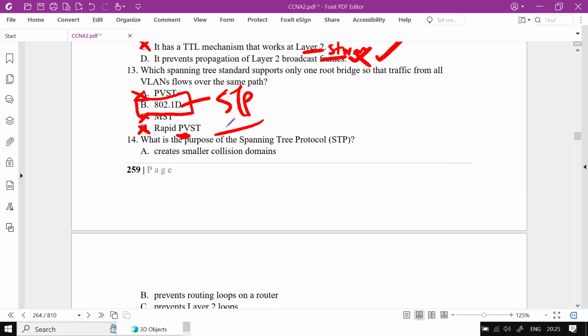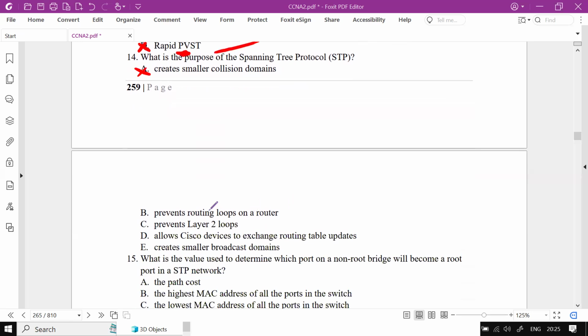Right. What is the purpose of STP? Creating smaller collision domains? No. Preventing loops on a router? No. It's a switch, so that's a no. There's a router there. Preventing layer two loops. Preventing routing loops. Preventing loops only. Yeah, answer is C here. Preventing layer two loops. Allows the Cisco devices to exchange routing, create smaller broadcast domains. Definitely a no.